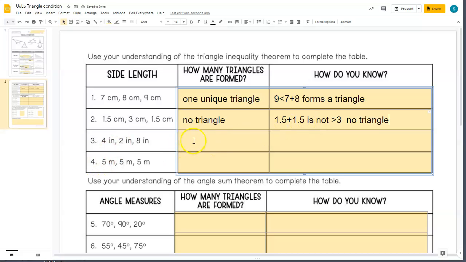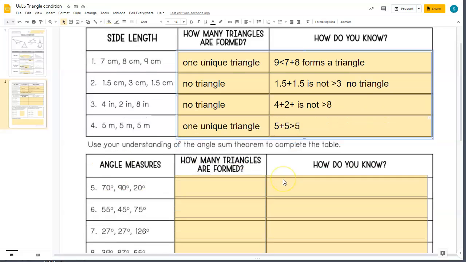Alright, let's look at these. Again, it's going to be no triangle. Why? Well, the two short sides don't add up to something more than the bigger side. So we can say 4 plus 2 is not greater than 8. Alright, and then this one is a unique triangle because 5 plus 5 is greater than 5. The two smaller sides, which are 5, when added together, are larger than the large side.